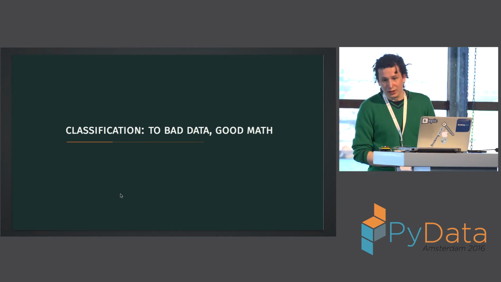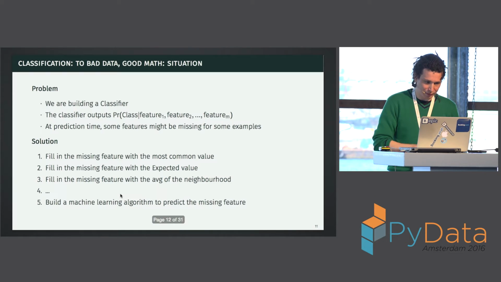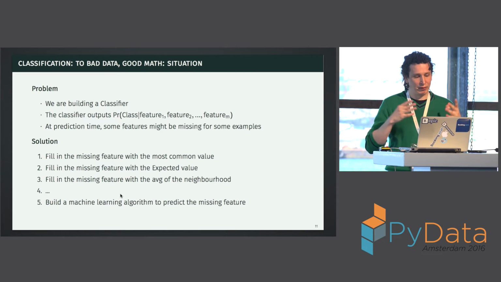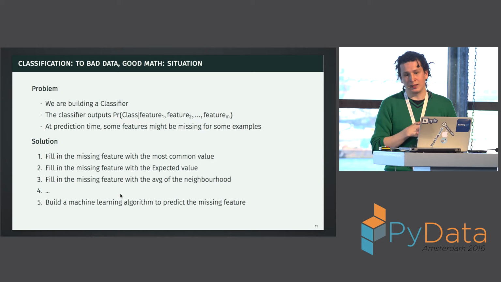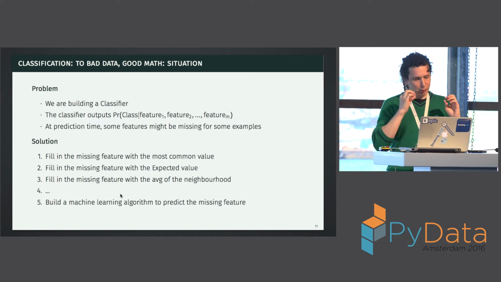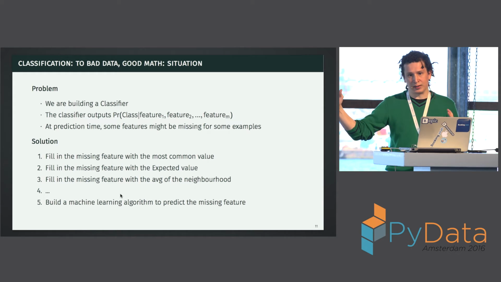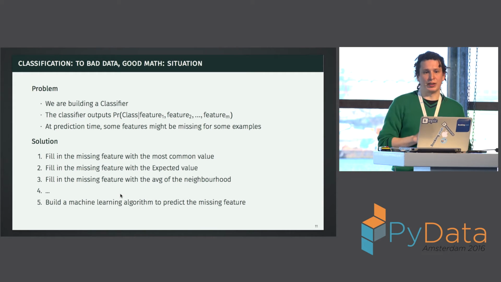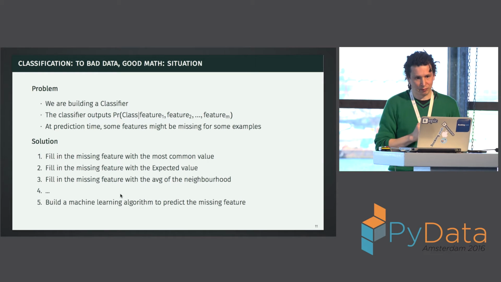Classification. To bad data, good math. So this trick, you can use it whenever you have a classifier and there are missing features at prediction time. So specifically, you have a classifier that predicts the probability of a class conditioned on a set of features. You train this classifier, all good. But then at prediction time, there are missing features.